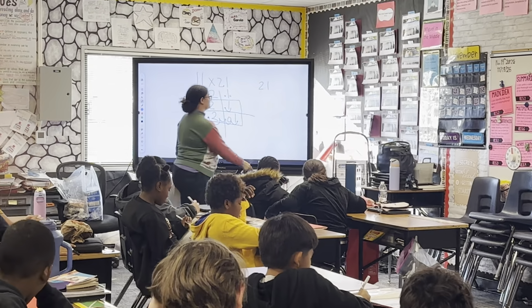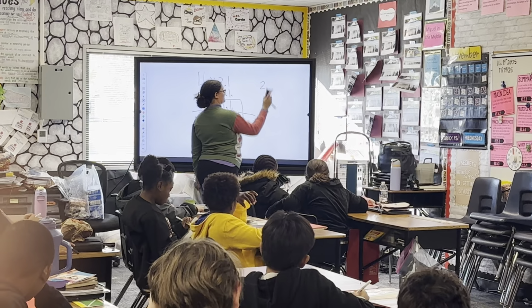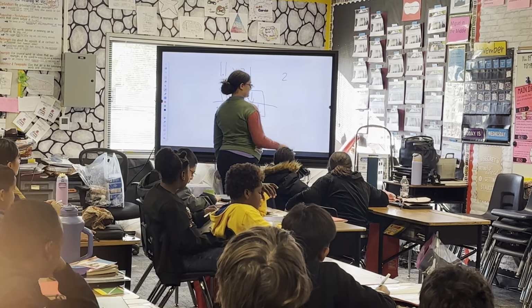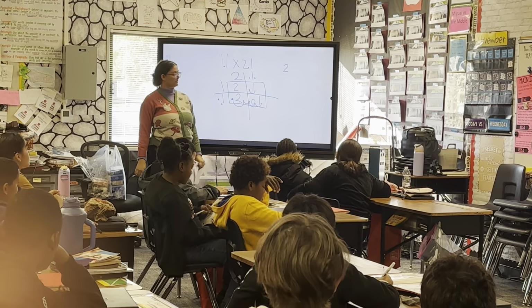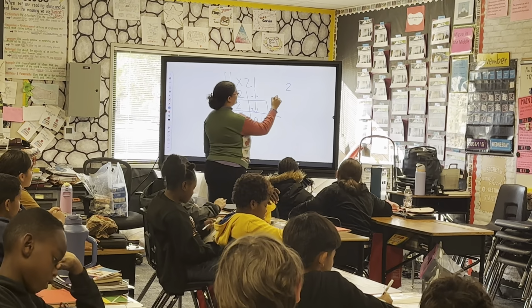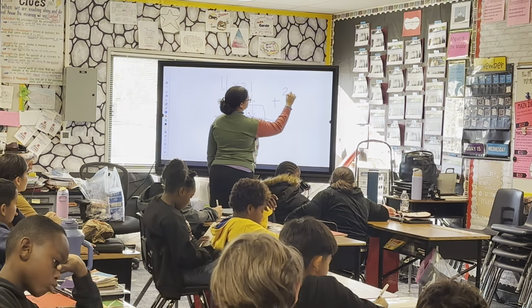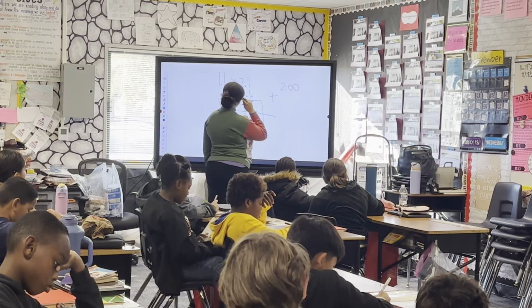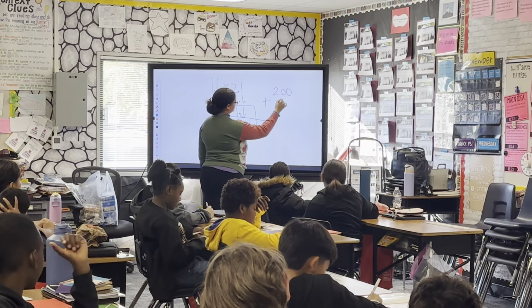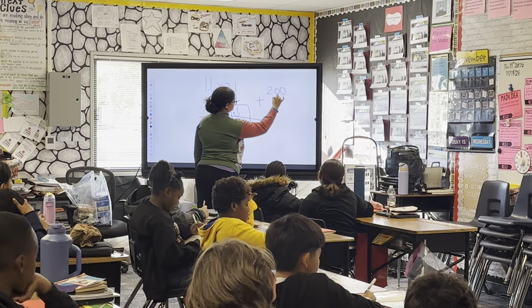Oh, I did that wrong. You guys didn't call me out on it. I did that wrong. Is that 2.1 right here? No, it's not. Hold on. I did that wrong. That'd be 2 wholes. 2 wholes. Okay? Next, then I put 1/10.